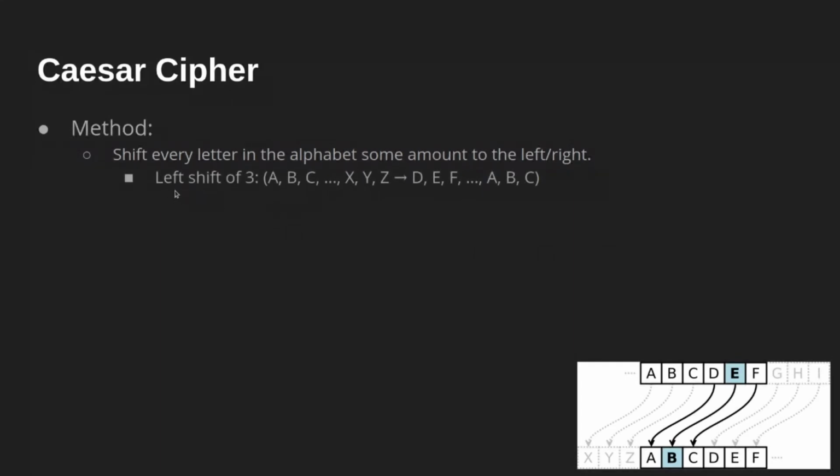I'll start off with a simple encryption technique called the Caesar cipher, which you might have heard before. Basically, the method is you shift every letter in the alphabet some amount to the left or right. So for example, a left shift of 3 would turn the alphabet A, B, C all the way to X, Y, Z into D, E, F all the way to A, B, C. And that's illustrated in the image in the bottom right. So letters correspond with another letter in the same position.